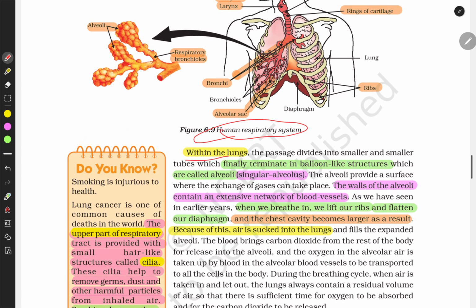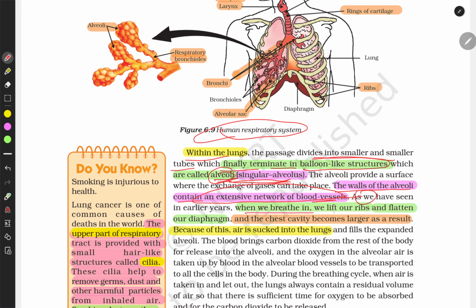Within the lung, the passage divides into smaller and smaller tubes, which finally terminate in balloon-like structures called alveoli. This is a unit of breathing. This is where the exchange happens. The walls of the alveoli contain an extensive network of blood vessels, and this is where the exchange of gases happens by the process of diffusion.